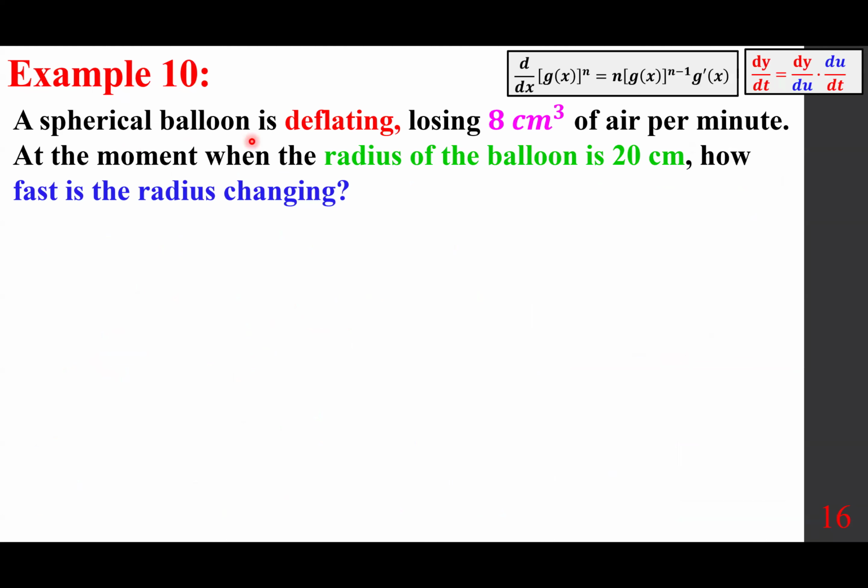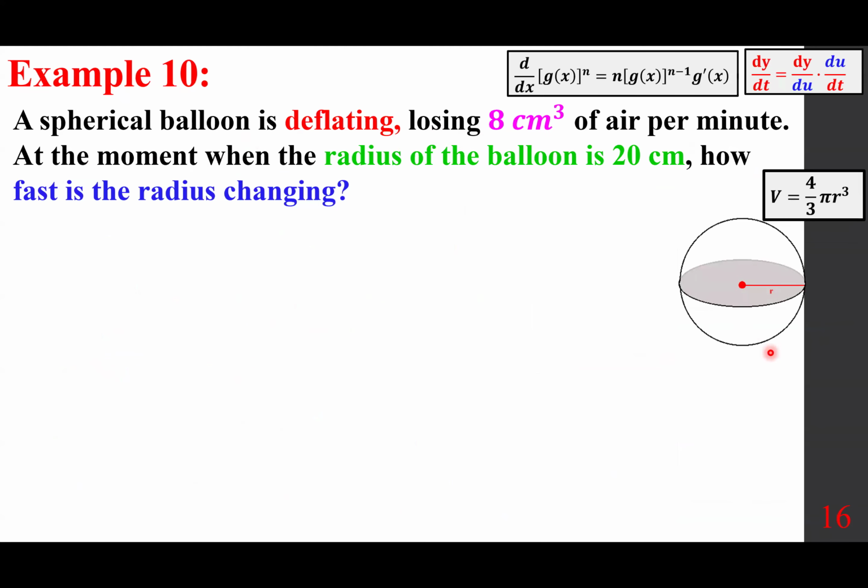A spherical balloon is deflating, losing 8 cubic centimeters of air per minute. At the moment when the radius of the balloon is 20 centimeters, how fast is the radius changing? Similar to what we have just seen. Again, spherical shape, the volume for it is 4/3 pi r cubed. We should know that. So what is given? dV/dt. The point of this question is dV/dt is negative, so minus 8 cubic centimeters per minute.